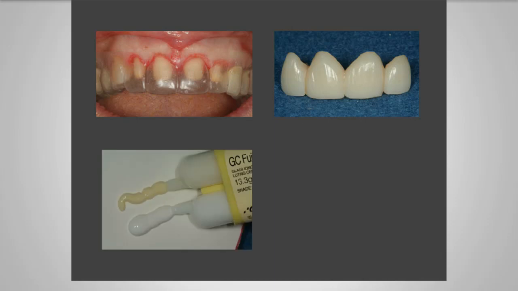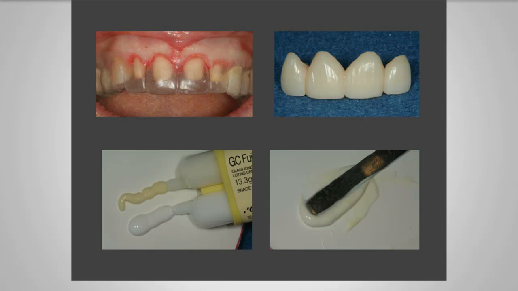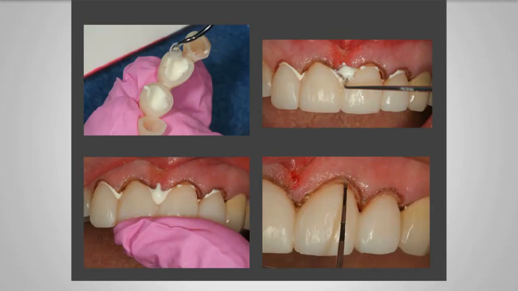Extruding some Fujitemp LT onto the mixing pad, mixing it with a spatula. We load the restoration. In fact, now you can get auto mixing tips and put it right onto the Fujitemp and squirt it right into the teeth, or into the provisional. And after about a minute and a half, we go in with an explorer or a scaler or ultrasonic scaler and clean off the excess around the margins. Again, this peels off very easily.